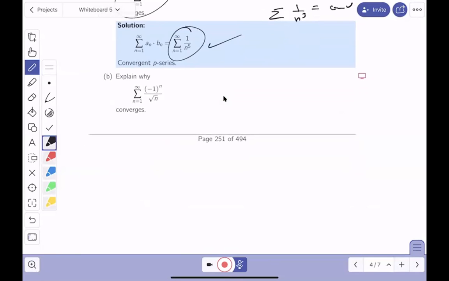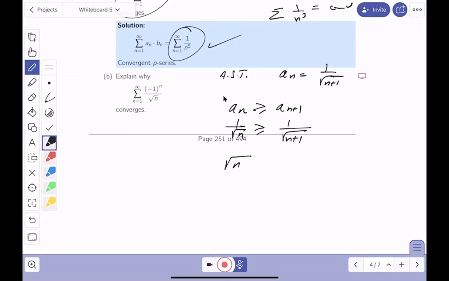So this one over here is, I'm going to say, by the AST. Well, let me write that down for you. There are a couple of things I need to show, right? So a_n is 1 over the root of n plus 1. I need to show this, and we'll show it. This is 1 over root n, and this is going to be 1 over root n plus 1. Again, it's a really simple inequality. I'm not worrying because n is positive 1, positive 2, positive 3. It's really simple. You get this.